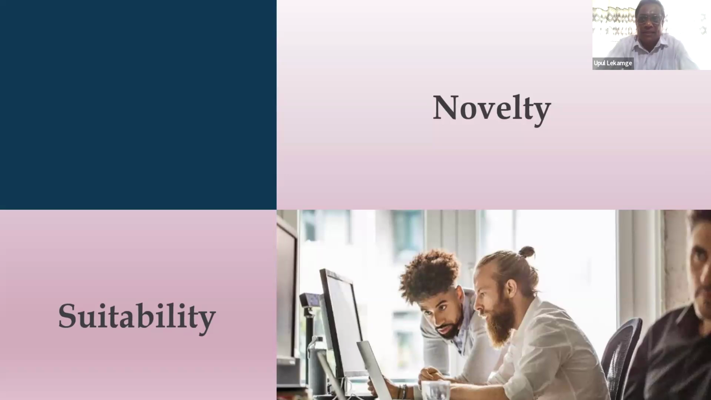Mostly novelty is achieved through research gaps, right? Different types of research gaps. There are 9 types of research gaps.